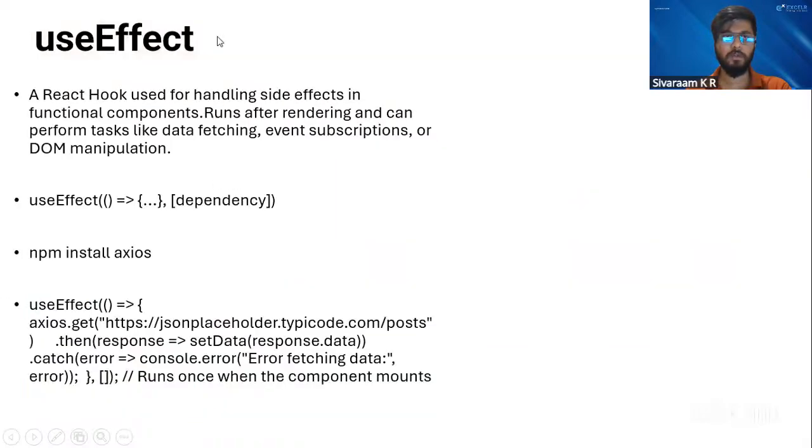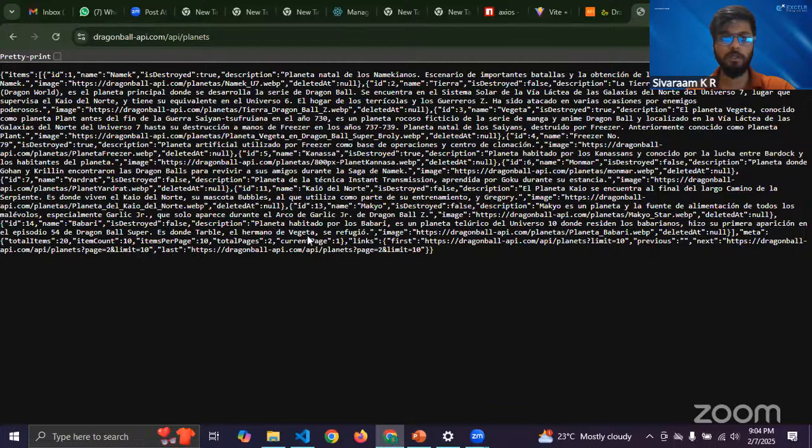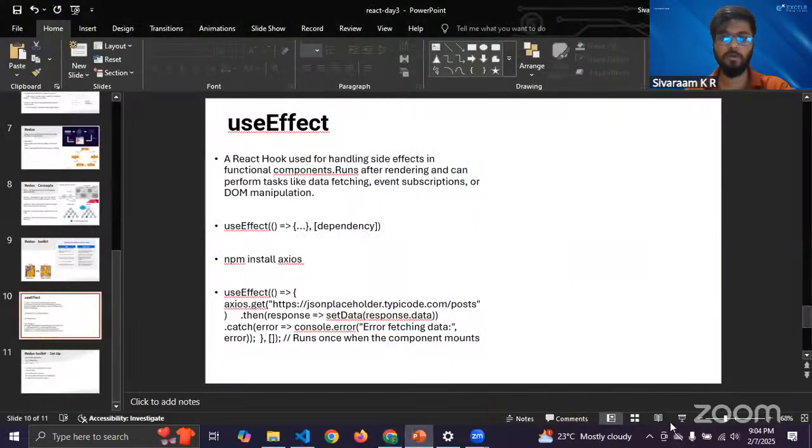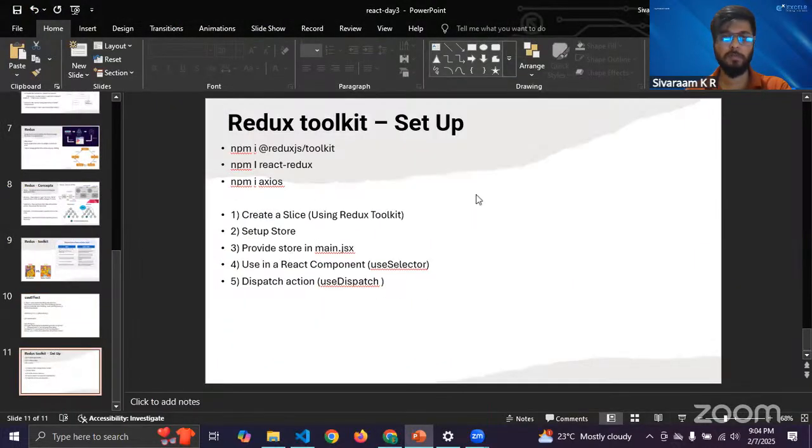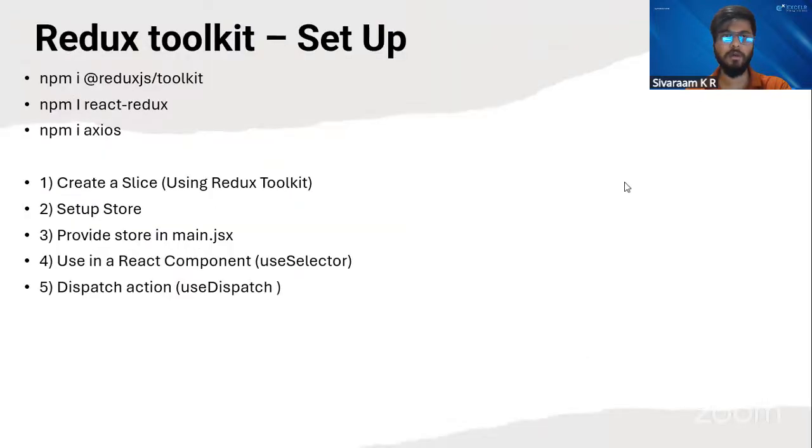And then we understood what is useEffect, and then we saw how we access this JSON data, the Dragon Ball data, and then how we access the images, different text and all. Then after that, we understood how we set up our Redux Toolkit using these two commands, and then how you create a slice, how you create a store, how we provide, and then how we use it.